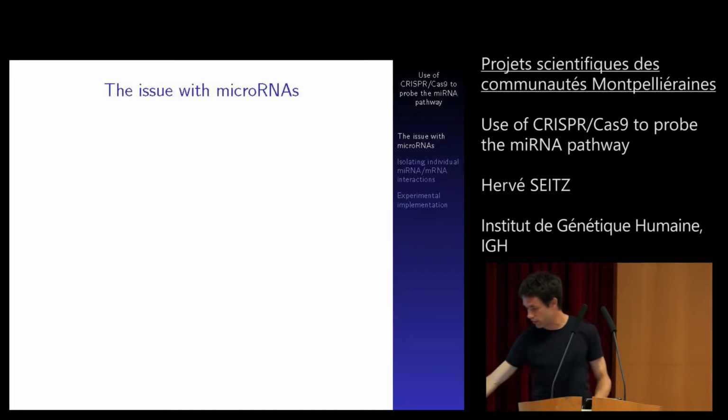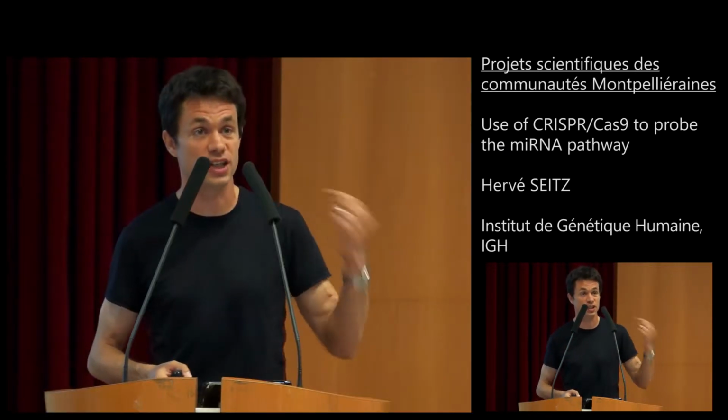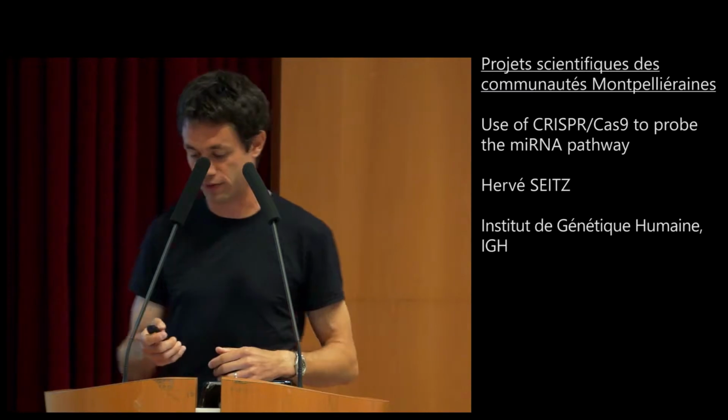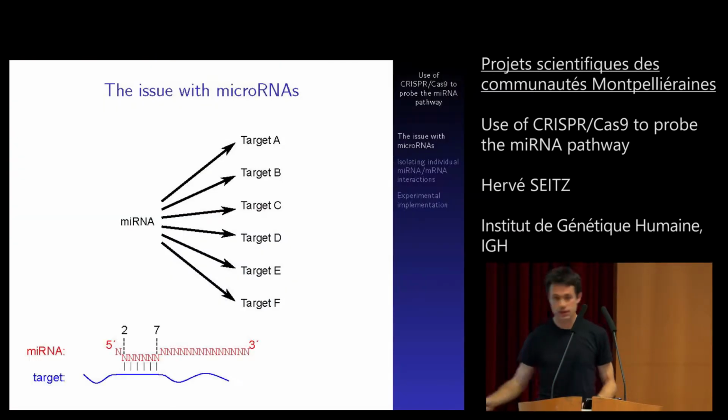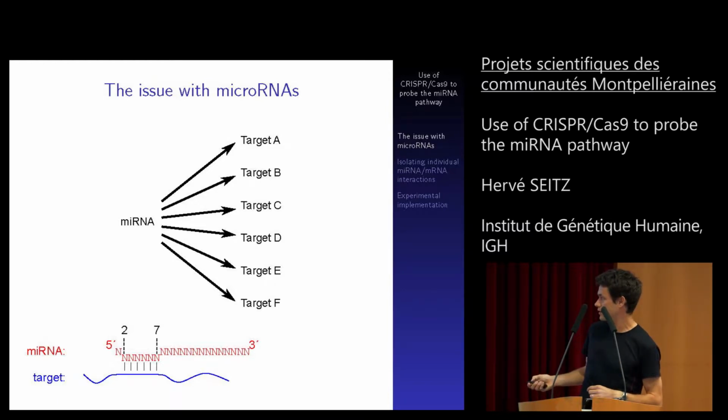So the main thing about microRNAs is that they are supposed to have many targets. This is a very simplified model. In fact, in mammals, microRNAs are predicted to have hundreds of targets each. So each microRNA is supposed to target hundreds of genes. And this is due to the fact that the determinant for microRNA specificity is very short. That's this segment, nucleotides 2 through 7 of the microRNA. And so this is also called the seed.